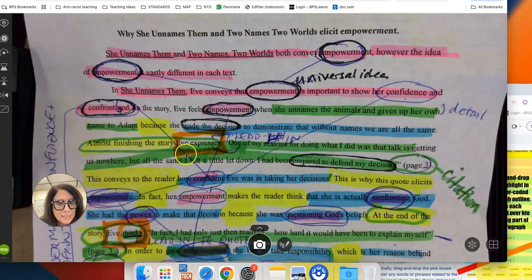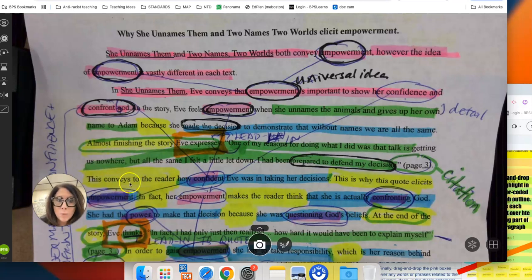"Eve expresses," the speaker, and then the verb instead of "says" or "shows." And then here we have comma, quote. We have the quote in there. And then we have this really important part after the quote: parentheses with a citation and then a period. "This conveys to the reader."